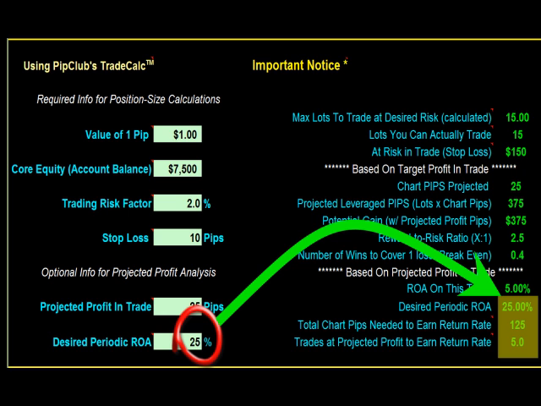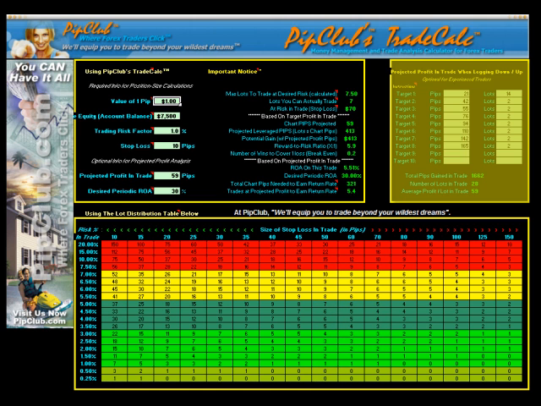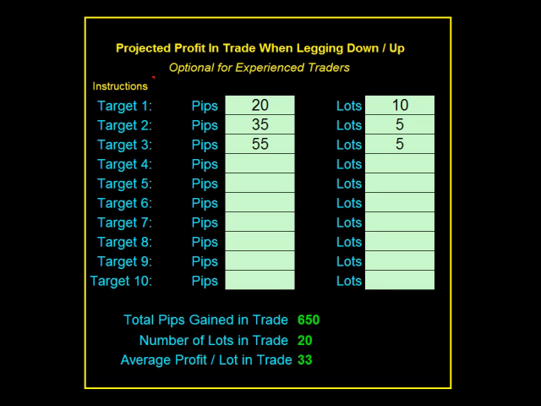In part 2 of TradeCalc, we have a simple weighted average calculator, and it's really useful for traders who have multiple price targets in their trades, so they can take the pips gain and the amount of lots laid down at that target, and TradeCalc's then going to calculate the overall average profit per lot in the trade. And then you can take that figure and use it as your target in future desired return on account calculations. So it's pretty handy in that sense.